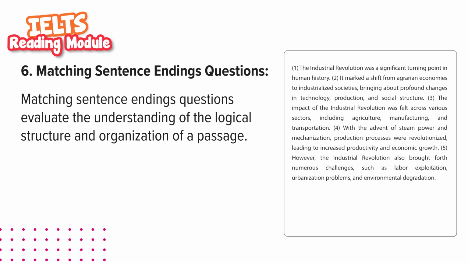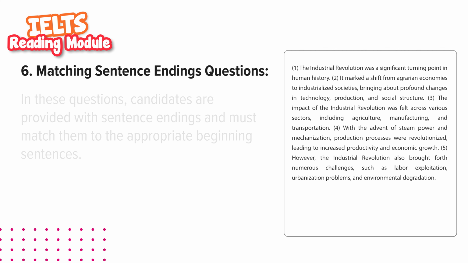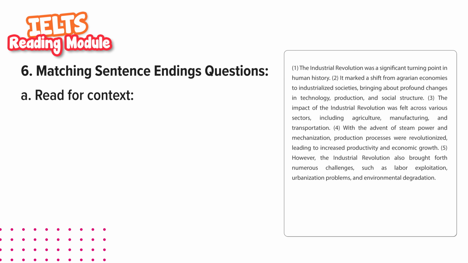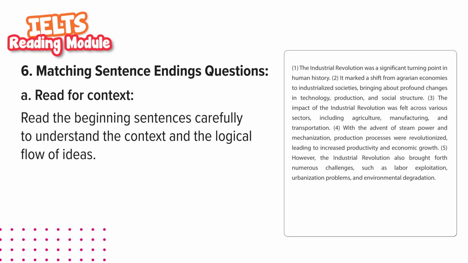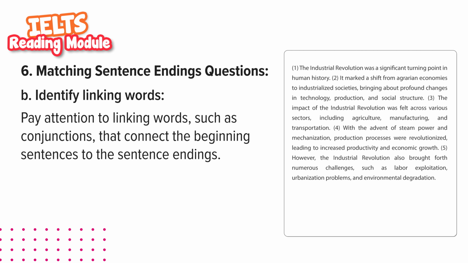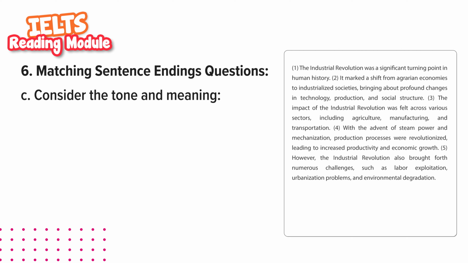6. Matching sentence endings questions. Matching sentence endings questions evaluate the understanding of the logical structure and organization of a passage. In these questions, candidates are provided with sentence endings and must match them to the appropriate beginning sentences. To tackle these questions effectively, consider the following strategies. A. Read for context. Read the beginning sentences carefully to understand the context and the logical flow of ideas. B. Identify linking words. Pay attention to linking words, such as conjunctions, that connect the beginning sentences to the sentence endings. C. Consider the tone and meaning.